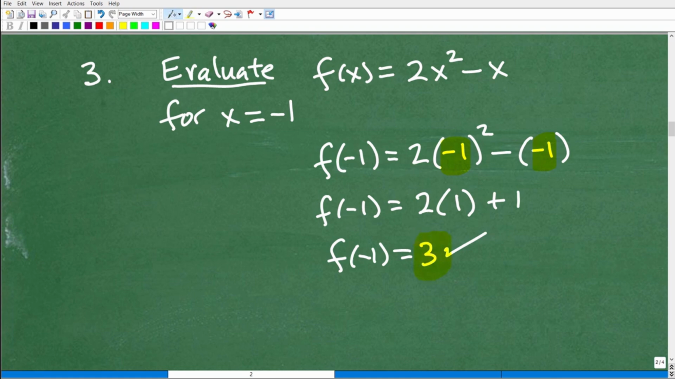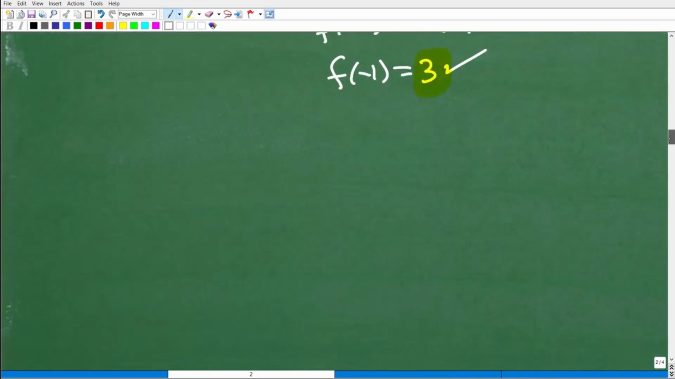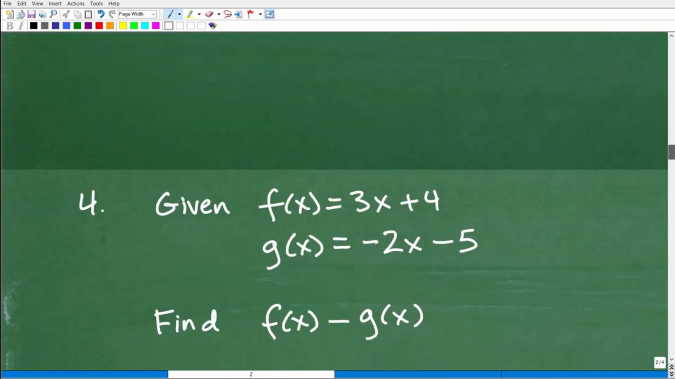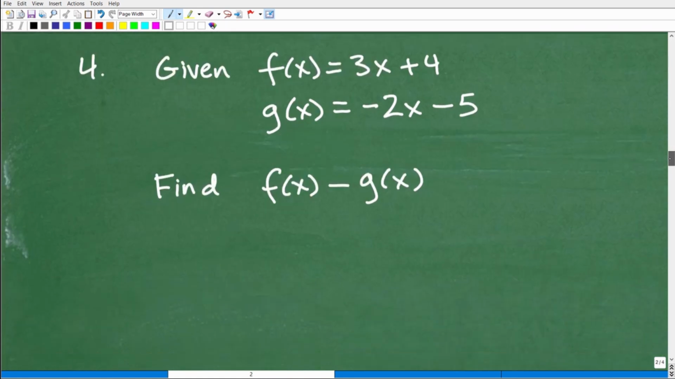Okay, so hopefully you got this right. If you didn't, you've got to be careful when you're plugging in, especially negative values, into a function, but that's what it means to evaluate a function. All right, let's move forward to our fourth question.